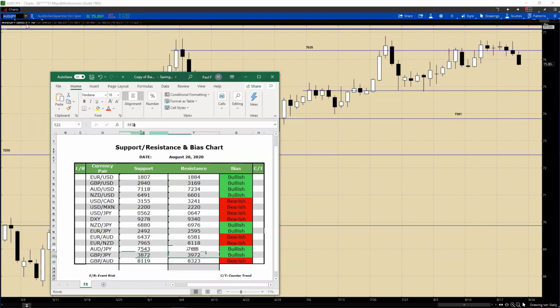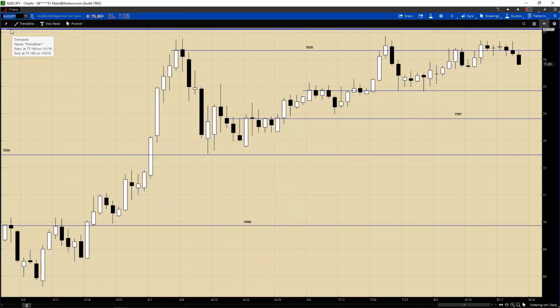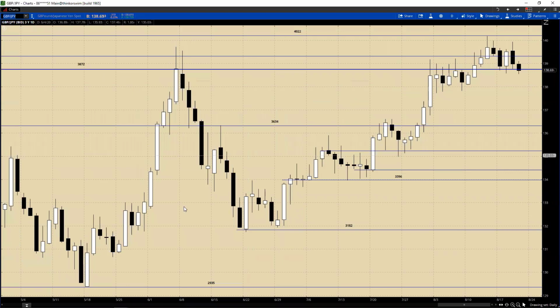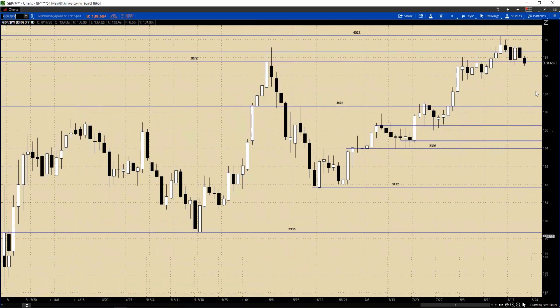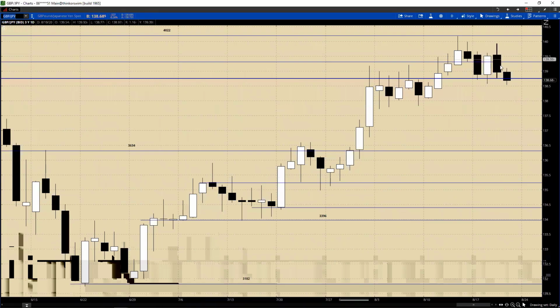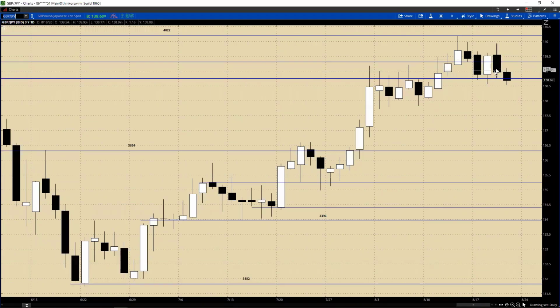Onto the guppy. Well, this is a dark cloud cover. Here you can see that we closed through more than three quarters of the way down. Could have almost been an engulfing bar if we would have gone a little bit lower, but definitely dark cloud cover. Opens the door for us to move lower. I think so. 38.10 on the downside.